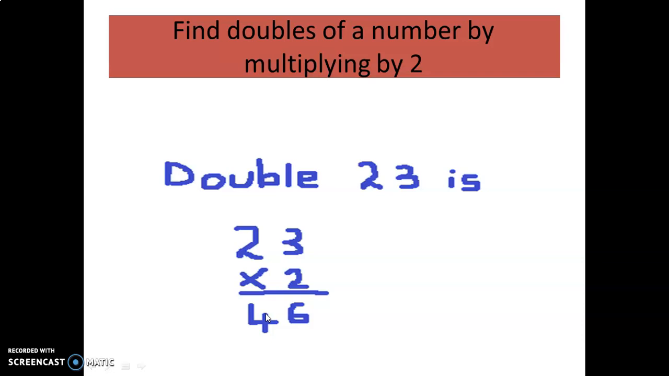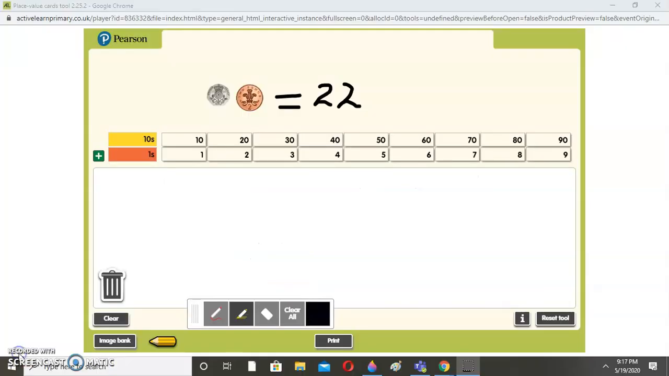We're going to try finding doubles of money. So we are going to try to double the amount of money. So we have 2 pence, 20 pence and 2 pence is 22 pence. Now that we have 22 pence, it means we are going to multiply by 2. So let's see what is 22 multiplied by 2. You have 22 times 2.